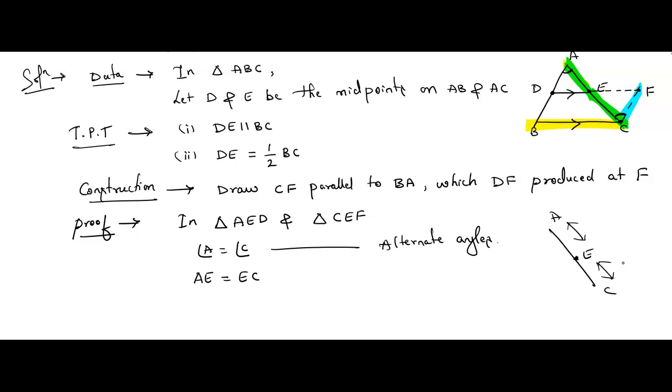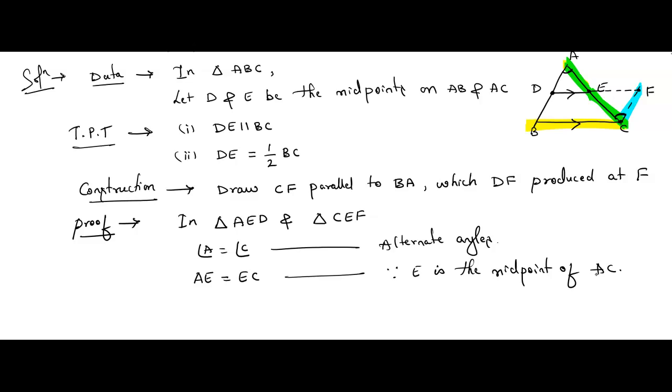जब वो midpoint है, तो E से A को कितना distance है? E से C को भी उतना ही distance रहेगा. Because E is the exact mid of the AC line. Correct, no? So can we write here AE is equal to EC? What reason can you give? How can you say AE and EC both are equal? Because E is the midpoint of AC. Correct? E is the midpoint of AC.